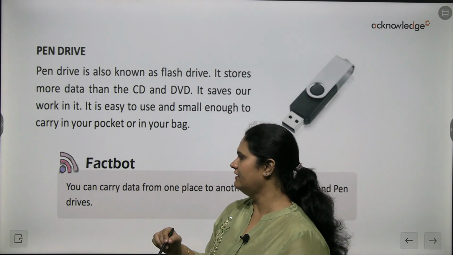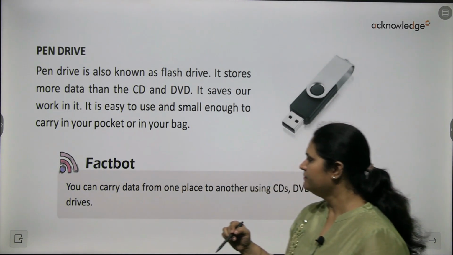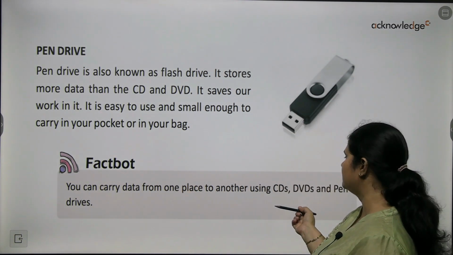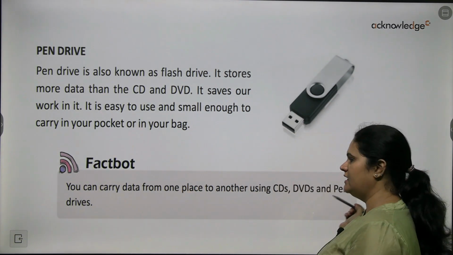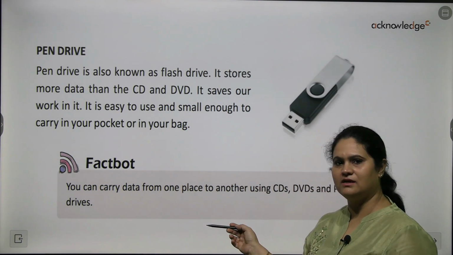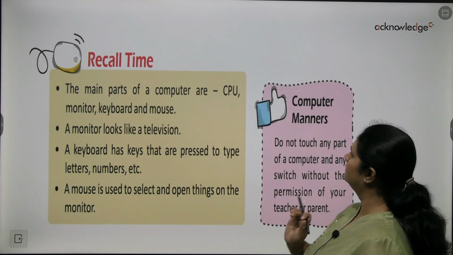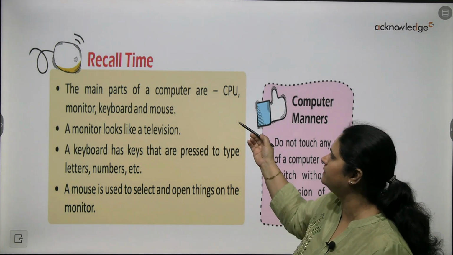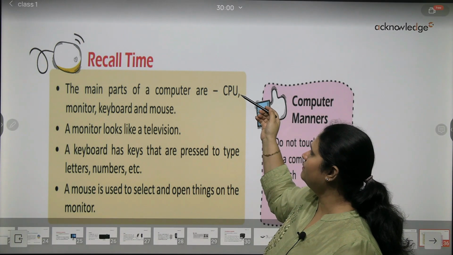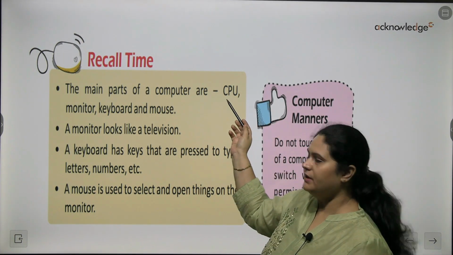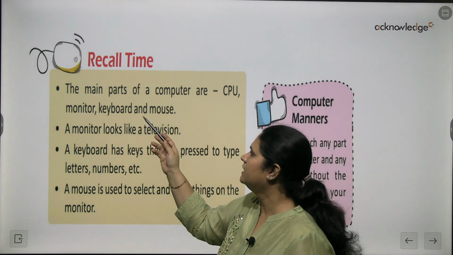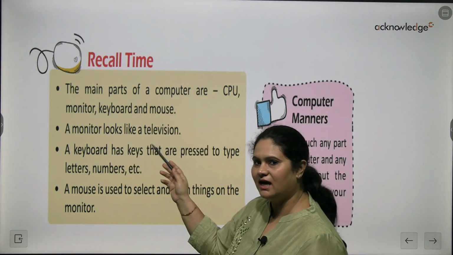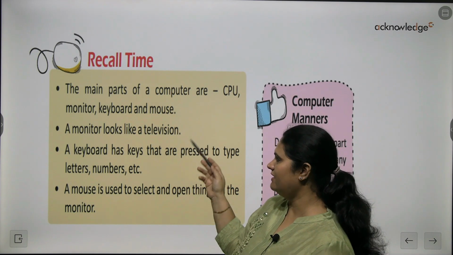Now let's see what the fact part tells us. It says you can carry data from one place to another using CDs, DVDs and pen drives. Now let us recall this chapter, whatever we have done. The main parts of a computer are CPU, monitor, keyboard and mouse. A monitor looks like a television.